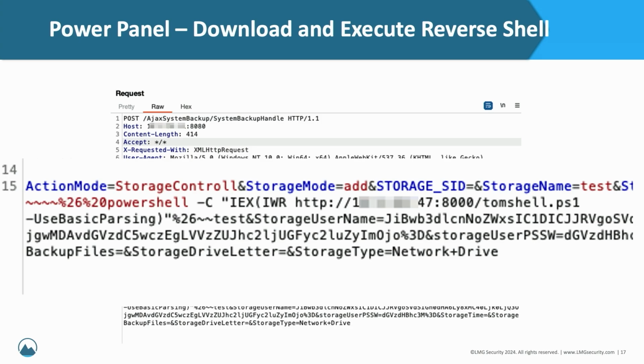And so what I did was I captured the request to the server with Burp Suite, and you can see here I changed the storage location to put a single quote, space, and then a PowerShell command that grabbed a PowerShell script from an attacking server that I controlled and then executed. So download and execute: IEX IWR, and then I grabbed TomShell.ps1.